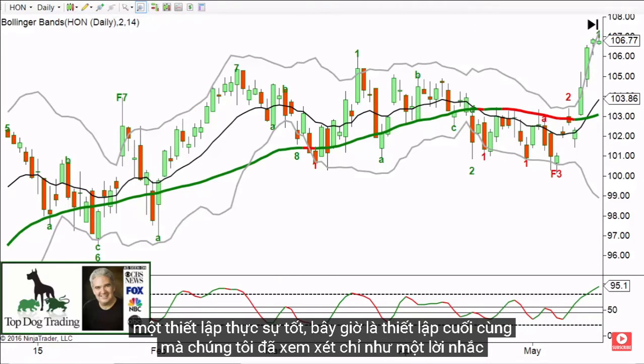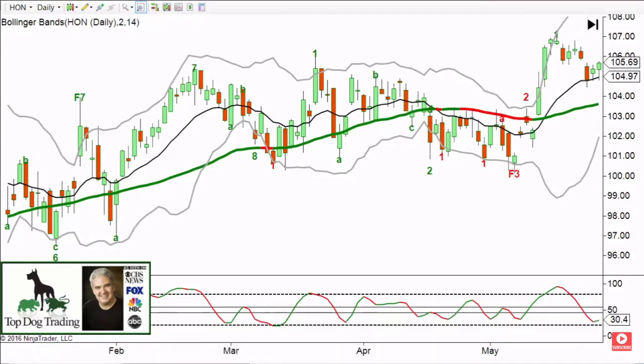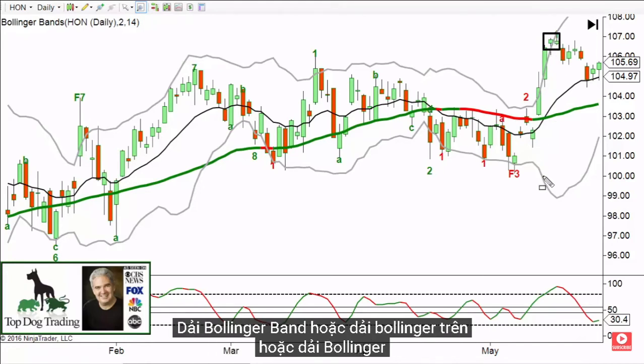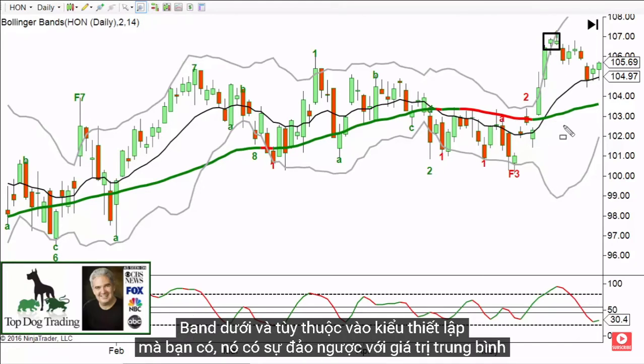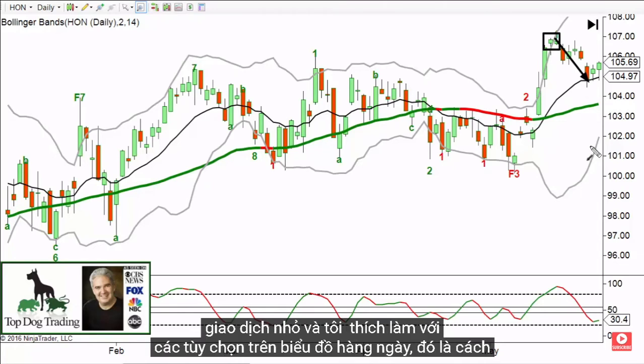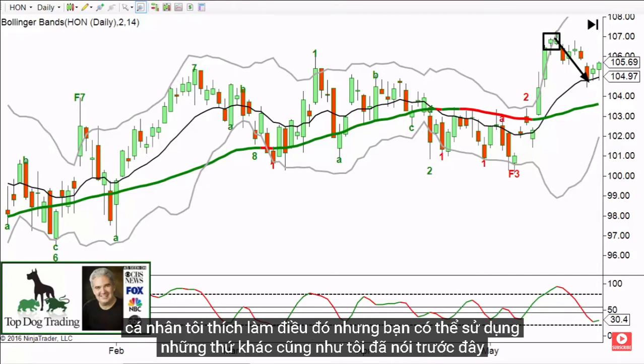Now, just as a little reminder, the previous one was where you get a real body that occurs outside of the Bollinger Band, either the upper Bollinger Band or the lower Bollinger Band. And depending on the type of setup you have, it's a reversion to the mean setup back to the 15 EMA. Generally in this kind of situation, it would just be a little scalp trade. And I like to do it with options on daily charts. That's how I personally like to do it, but you can use other things as well, as I said before.